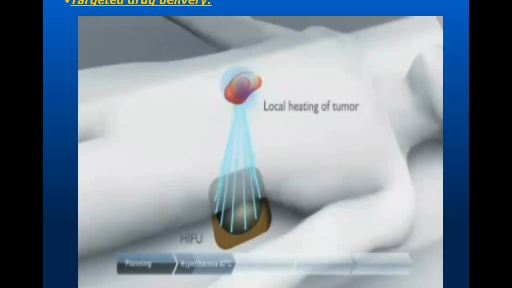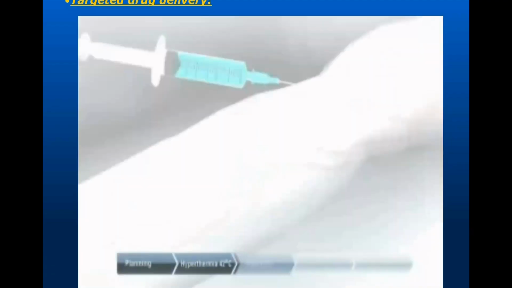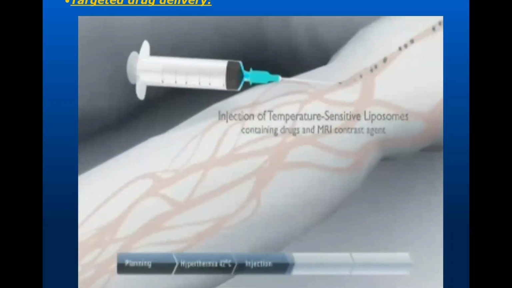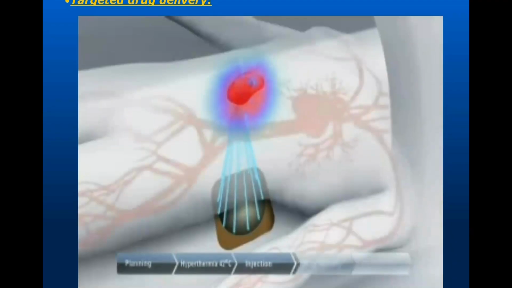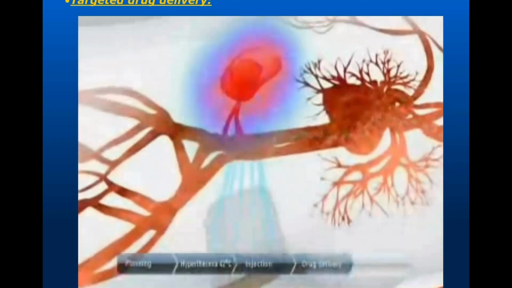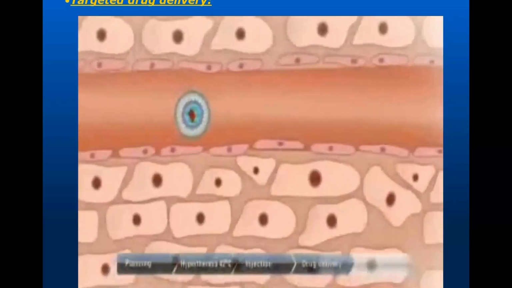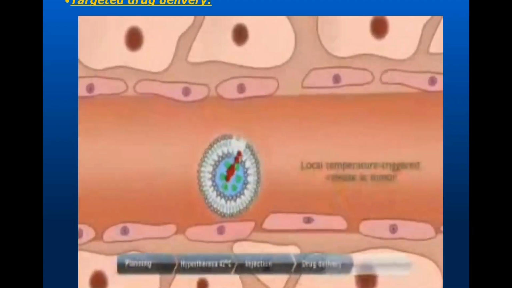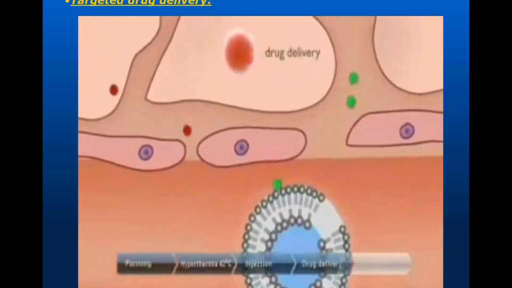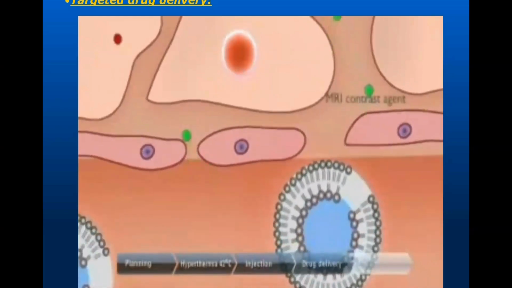So this is basically what happens. So we start to do some local heating of the tumor. We are not burning the tumor. We are just raising the temperature a little bit. And then we inject the temperature-sensitive liposomes. And then this will go in. And because we are heating this area, you will see that when these liposomes reach this area, they will start to release the chemotherapy in these areas. This is what makes it very concentrated in the tumor, and it makes the side effects less obvious in other areas that are not heated.